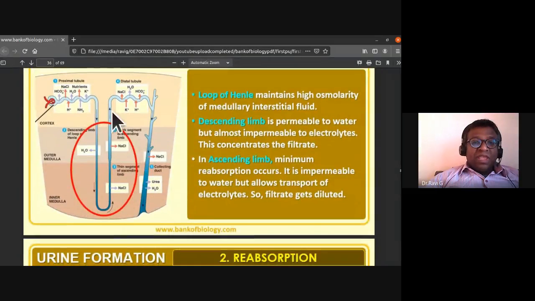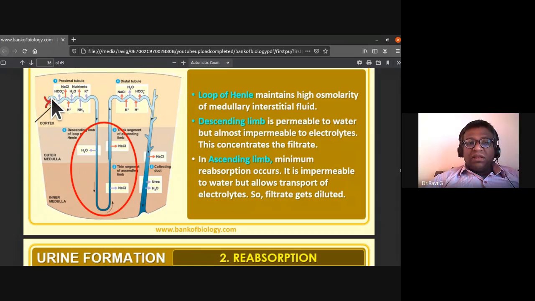The loop of Henle has a descending limb and an ascending limb, and then it enters into the distal convoluted tubule. The loop of Henle maintains the high osmolarity of the medullary interstitial fluid.